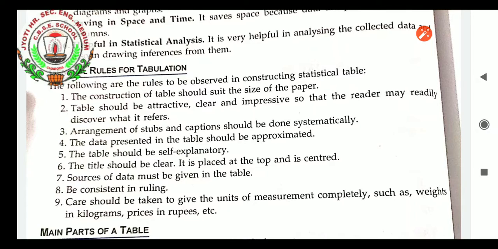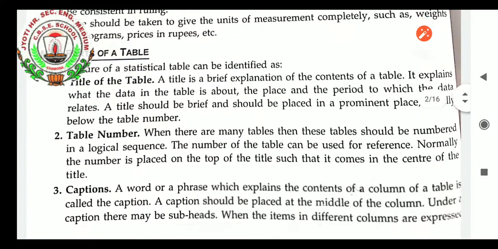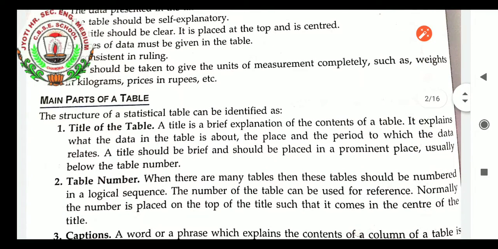Be consistent in ruling, meaning drawing the lines in the table. Care should be taken to give the units of measurement completely, such as weight in kilograms, prices in rupees, etc. So these are the general rules for tabulation, student. The following are the rules to be observed and these must be followed when we are drawing the table.